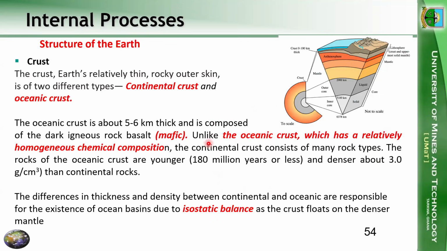So we said the oceanic crust has a relatively homogeneous chemical composition. That is, the material properties do not vary too much, but the continent has many rock types. And then the oceanic crust is younger than the continental crust and also has a higher density compared to the continental crust.